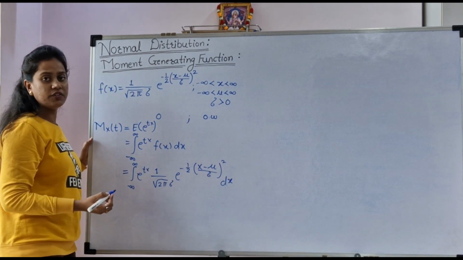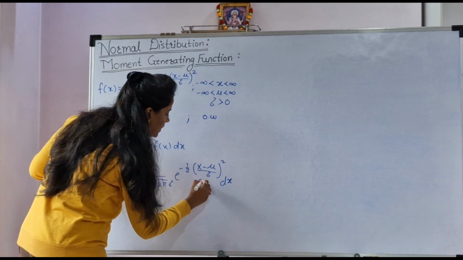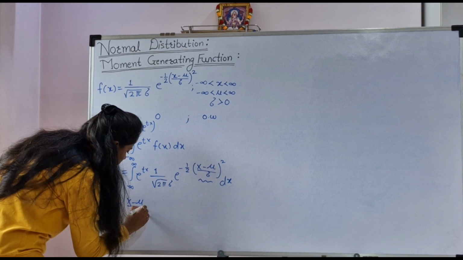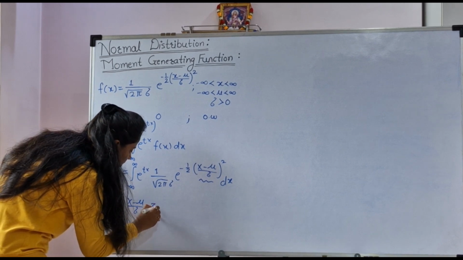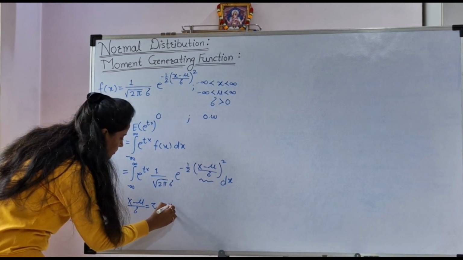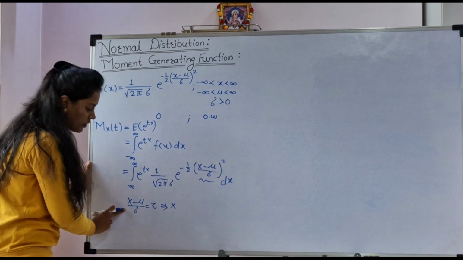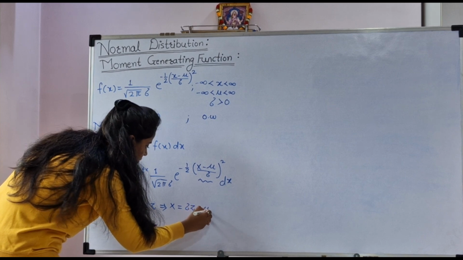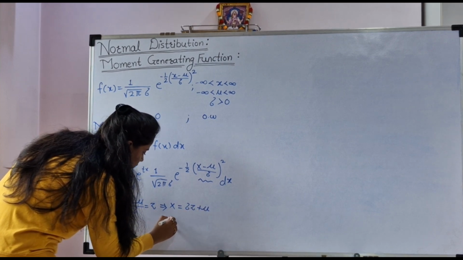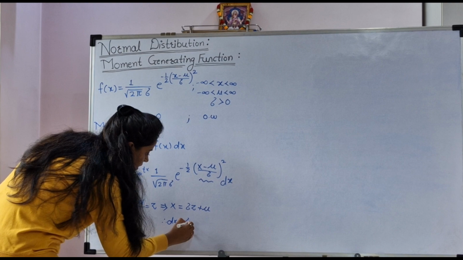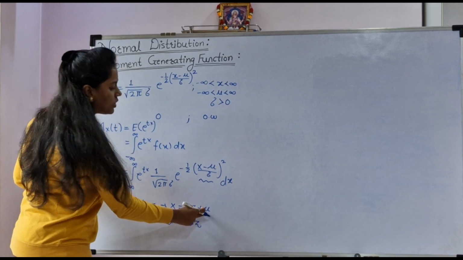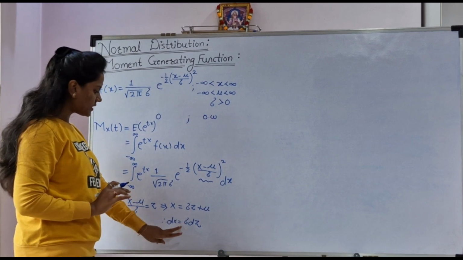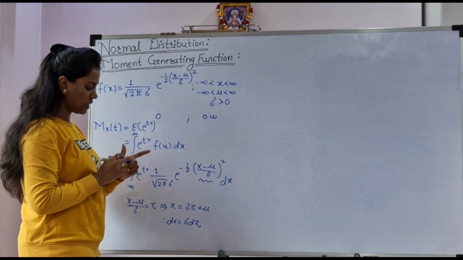Now here we will do a substitution. Instead of (x minus mu) upon sigma, we will substitute z. And this implies the value of x will be sigma z plus mu, right? And therefore dx equals sigma dz. Mu is a constant, and the derivative of a constant is 0. So now let's substitute all these terms here.